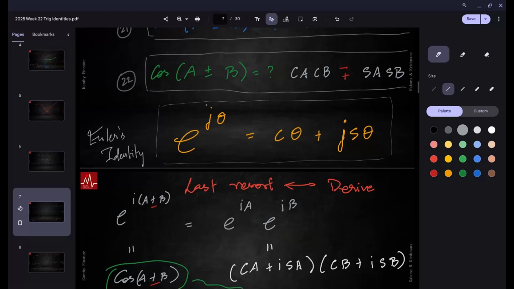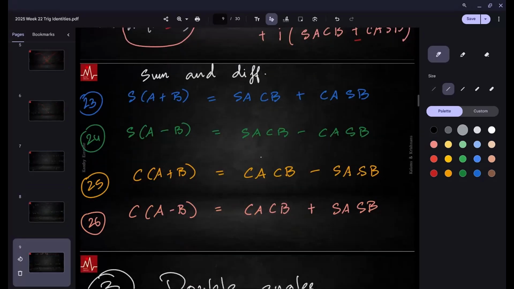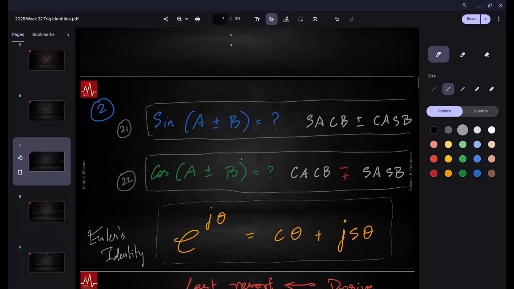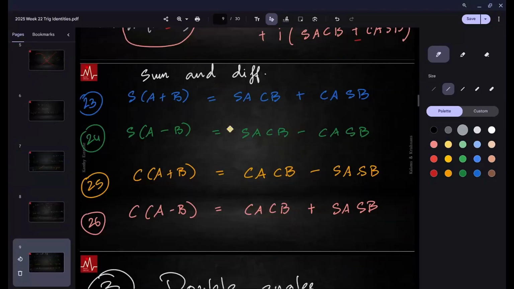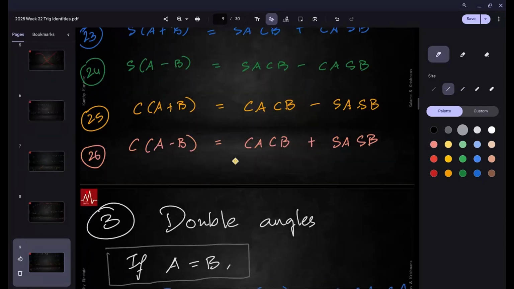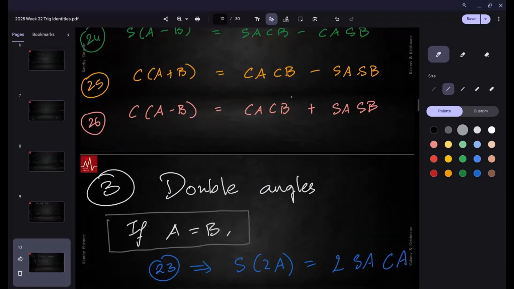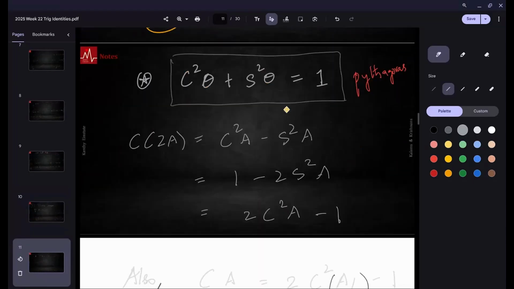And then, I have already boxed them over here, so whatever is boxed is extremely important. So I'm not going to do this. Sum and difference, this is the derivation, right? The double angles are easily inferable from this, that we saw.